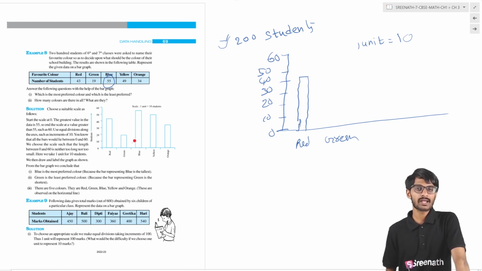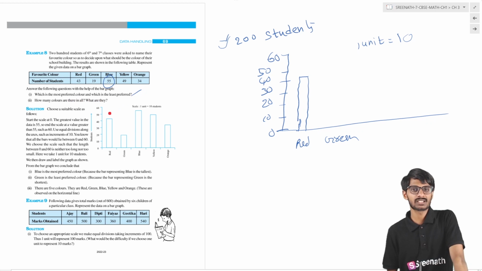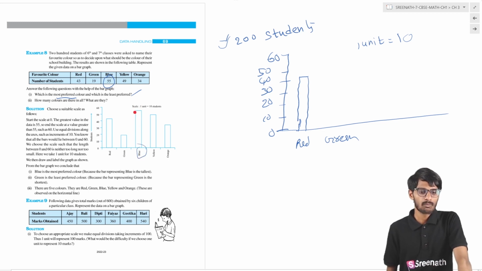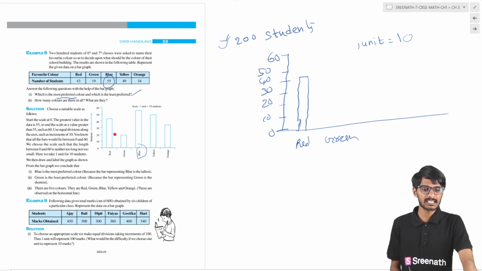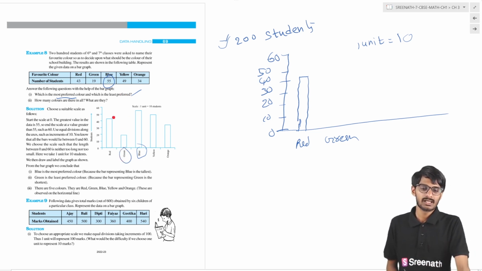So after drawing the bar graph, these are the questions you have to answer. Which is the most preferred color and which is the least preferred color? Seeing this, we can easily guess the answer, students. What is the most preferred color? The highest bar is the most occurring one. So blue is the most preferred color. And what is the least preferred? What is the smallest bar? That is green. So green is the least preferred color, students.